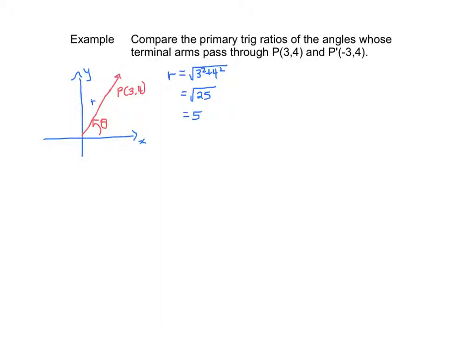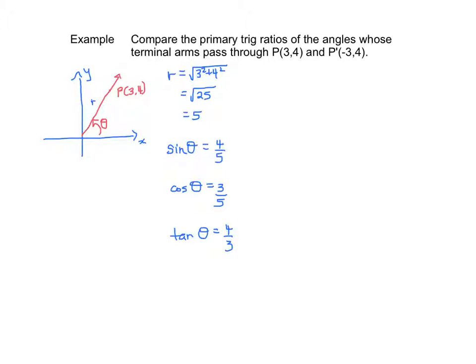Now we'll list our trig ratios. So sine theta is y over r, so 4 over 5. Cos theta is x over r, so 3 over 5. And tan theta is y over x, so 4 over 3.